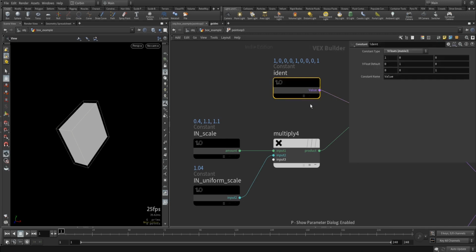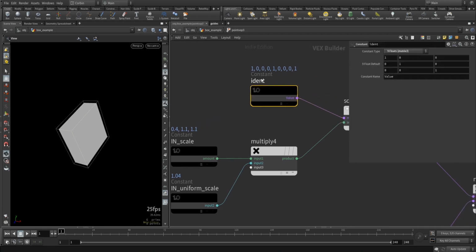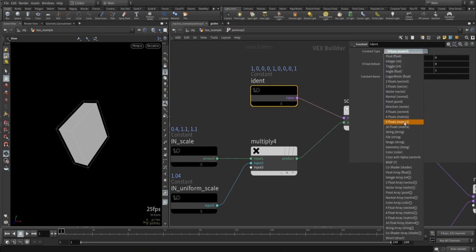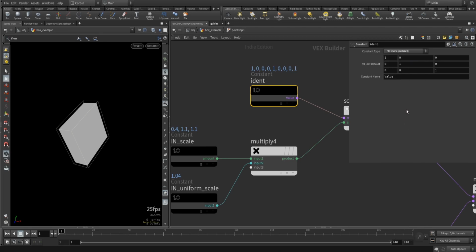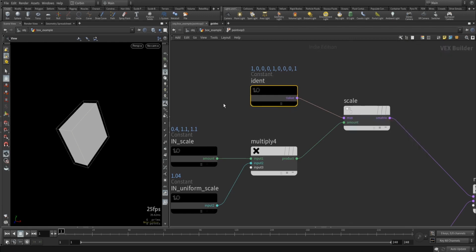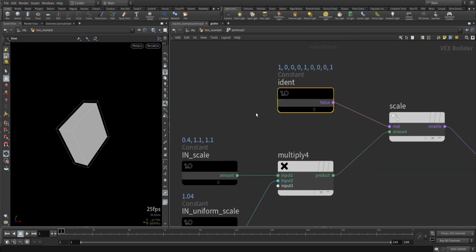So how I get this is I'm calculating an identity matrix. I used a constant node. It's 9 floats, so it's a 3 by 3 matrix. And it's set to default, so 1, 1, 1 on the diagonals. This is an identity 3 by 3 matrix.